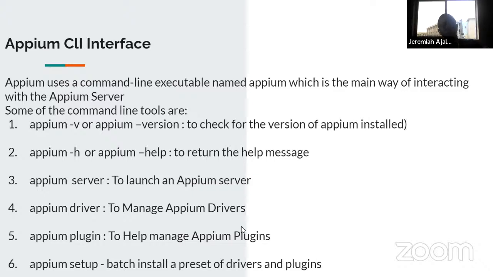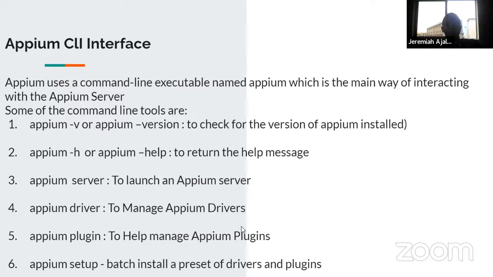So you have to check the version of the APM you installed. Then if you need help, let's say you want to know the codes that we're using, or the codes that are used to perform specific actions, you can always run APM -h or APM --help to give you a help message and list all the codes for you.